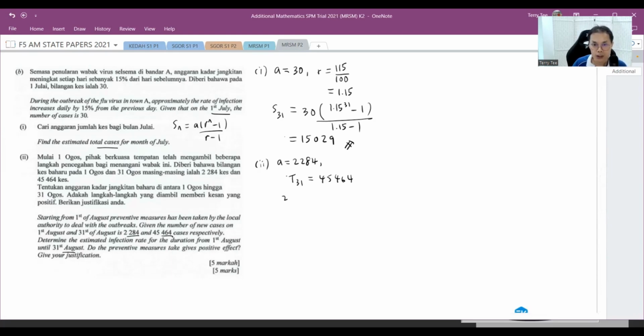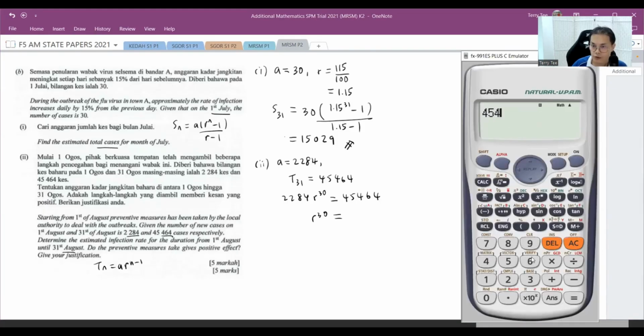So we know ar^(n-1). Remember, the formula for Tn is ar^(n-1). So your n is 31, 31 minus 1, we can write this as 30. The result is now 45464. So let's find out what is r to the power 30.